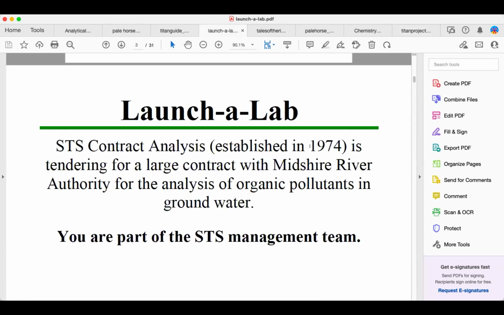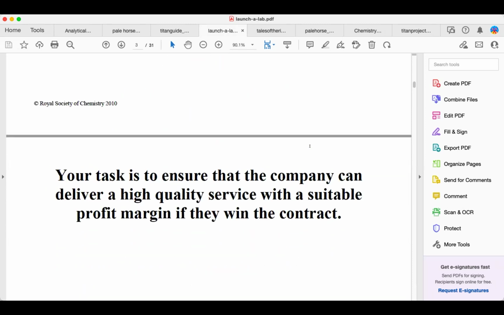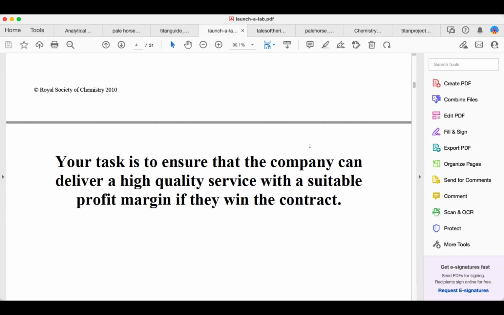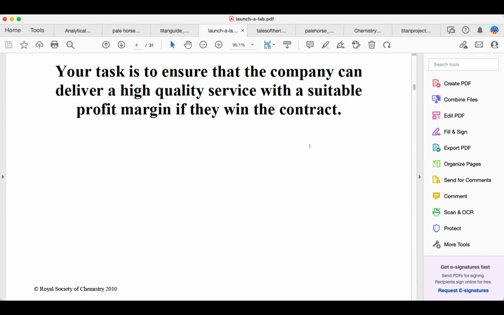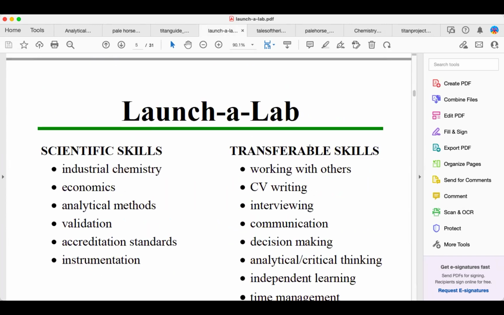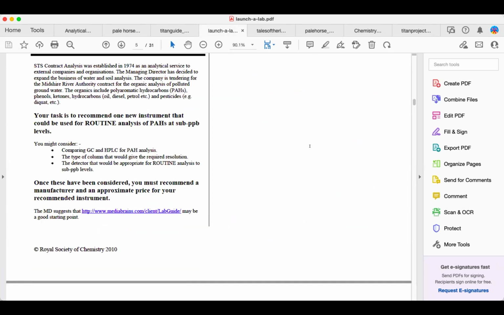STS contract analysis is tendering for a large contract with Mixture River Authority for the analysis of organic pollutants in groundwater. You are part of the STS management team. Your task is to ensure that the company can deliver a high quality service with suitable profit margin if they win the contract. So these are the scientific skills and soft skills that you should obtain.